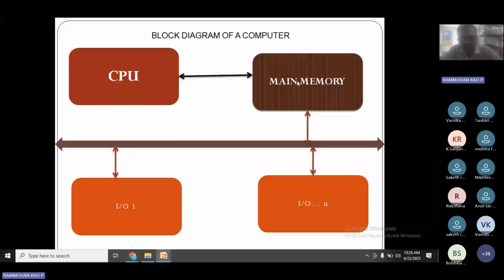Now, what is the purpose of main memory? Main memory will not do anything, sir. It's a place where you can store data and programs.